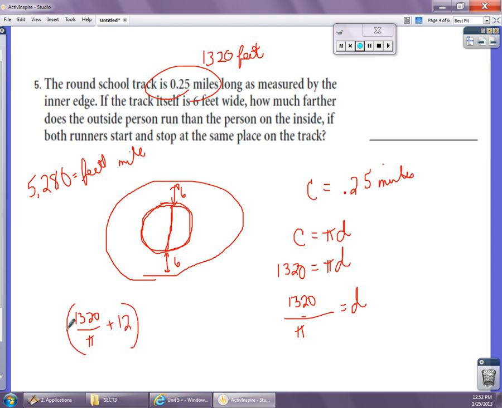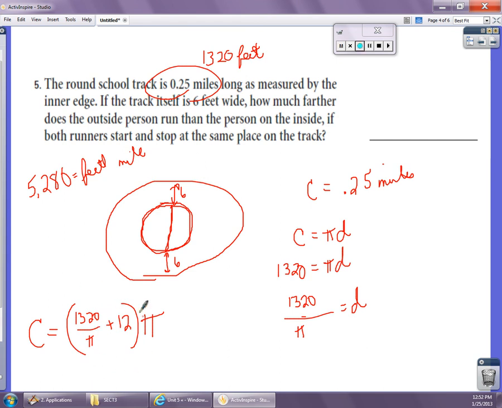So if I want to know the circumference of how far around it is of the outer circle, I'm going to use the diameter of the outer circle times pi. Because remember, circumference is the diameter times pi. Well, let's go figure out what this equals. And again, the reason why you wanted this in feet, because you're going to add 12 feet. You don't want to add 12 feet to some amount of miles.